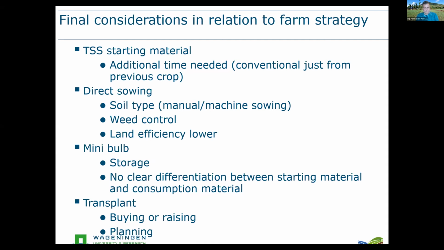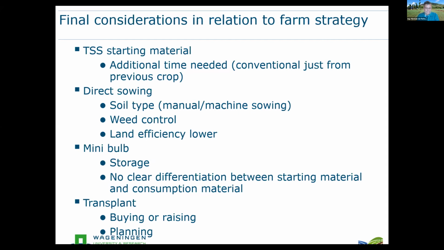For mini bulbs, think about the storage and also the availability at the start of the dry season. And also, so far, there is no organized raising of mini bulbs with certification, and also there is no clear differentiation between starting material and consumption material. So a producer might start with mini bulbs, but suppose that consumption prices are so high, he might sell all the mini bulbs.